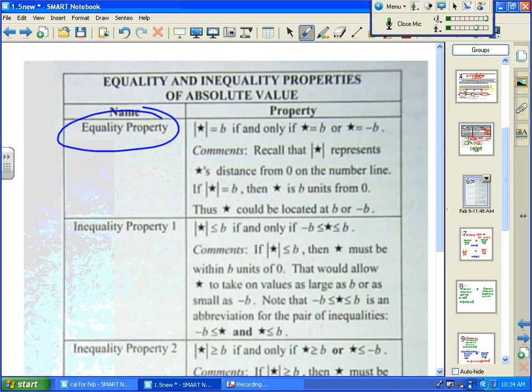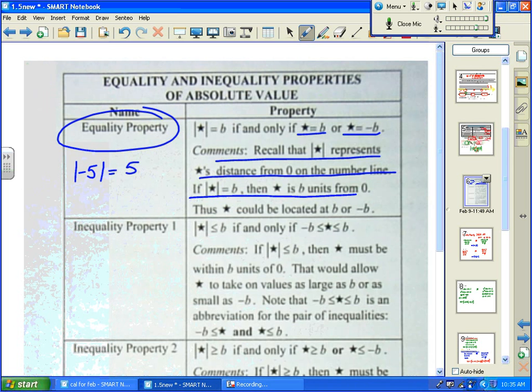I want to focus on this equality property first. The absolute value bracket of anything is equal to b if and only if star is equal to b or star is equal to negative b. So, for example, the absolute value of x is equal to 5 because b was equal to negative 5. And this is something we've already talked about. Okay? This is from another line.